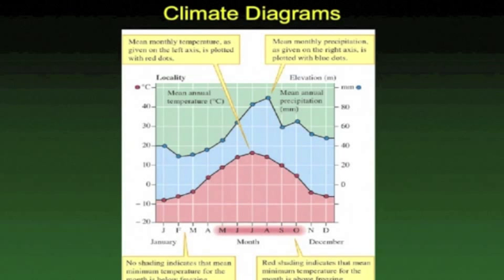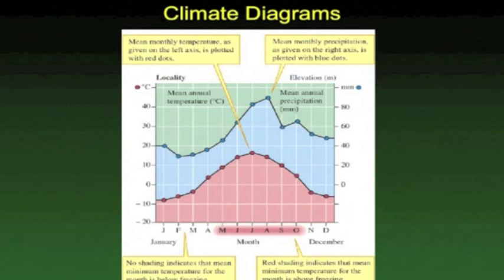On the x-axis of the graph, we have the months of the year, and the red shading shows you which parts of the year the mean minimum temperature is above freezing. So you can see there's lots of information packed into these graphs.